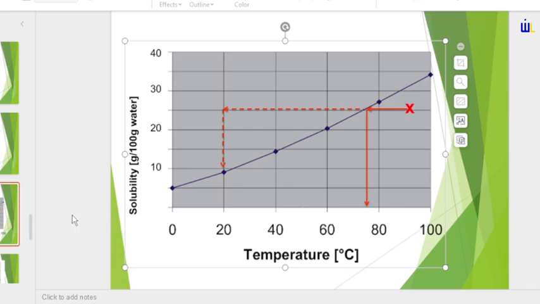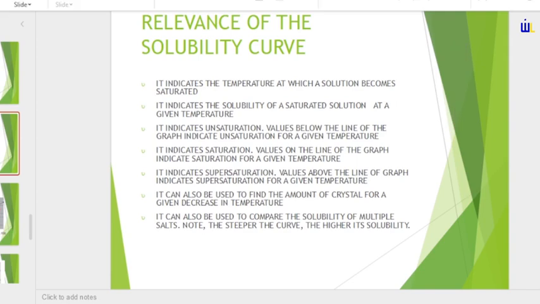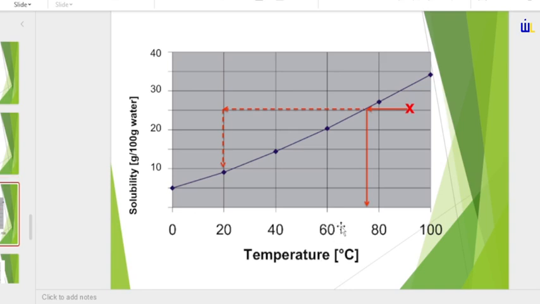Good. So let's continue. What is the next relevance? Yes, sir. Good. The next relevance is that it indicates the solubility of a saturated solution at a given temperature. Now the difference between this one and this one is that we use the solubility to find the temperature, or in this one we use the temperature to find the solubility. So let's come back to the graph. If I say at 60 degrees, what is the solubility of this salt at 60 degrees? If you come to 60 degrees, trace it up, get to the line, then go left. Did you see what I did?